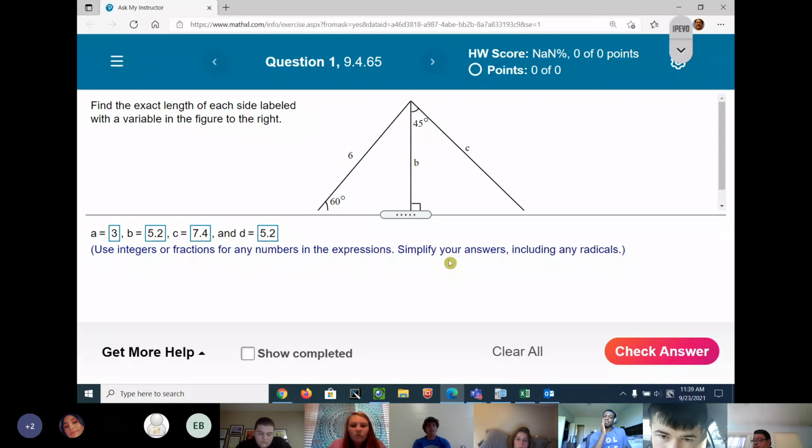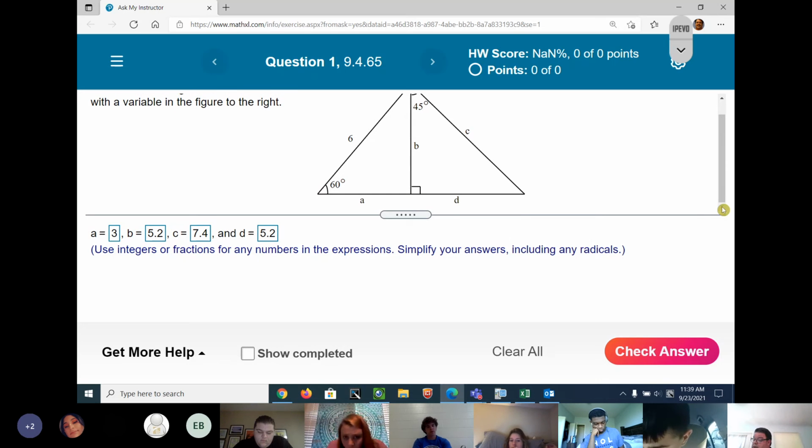So let's draw this one. While y'all are drawing it, I'm going to draw it too. I have no idea what they're asking. I'm not going to worry about it. I'm going to draw it first. Okay, that's 45. This is 90, so therefore this is 90. That's 60. And let's see, I can't see the bottom. A, D, C, 6, and B.